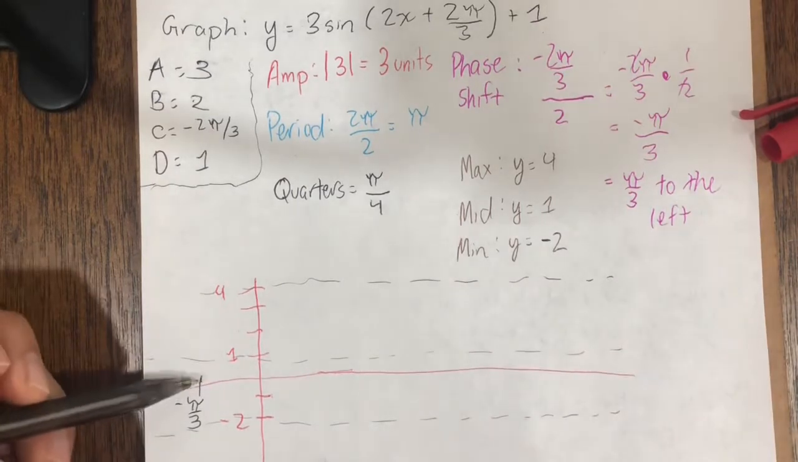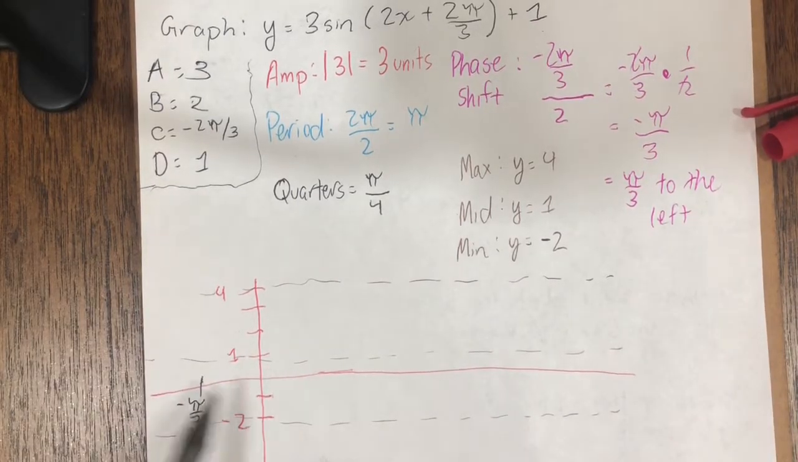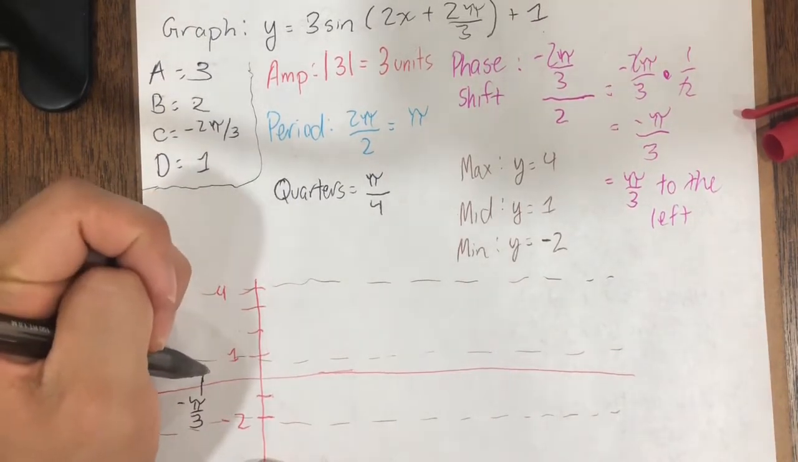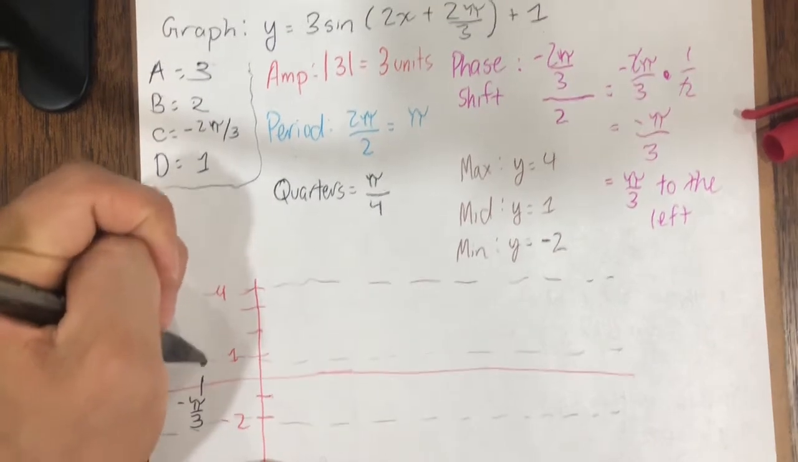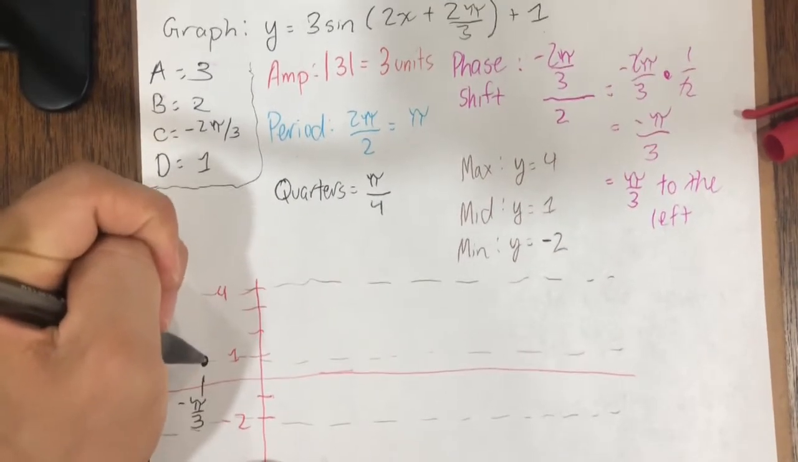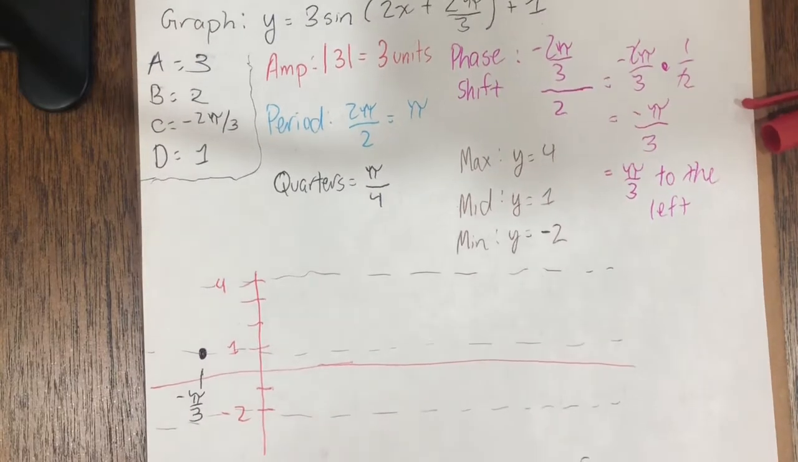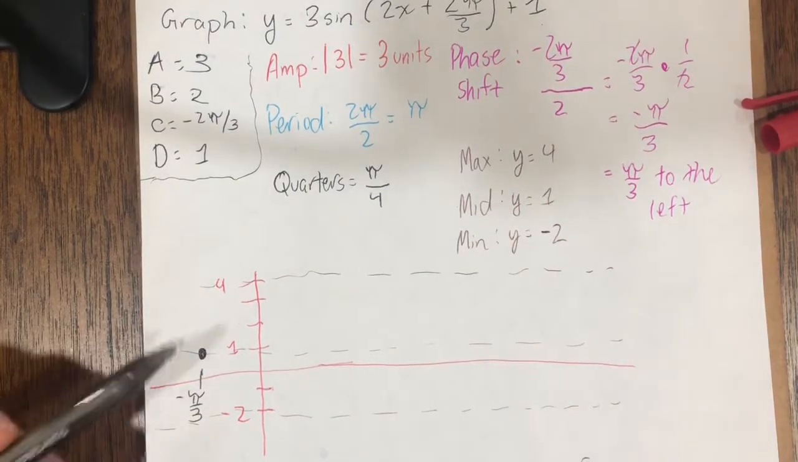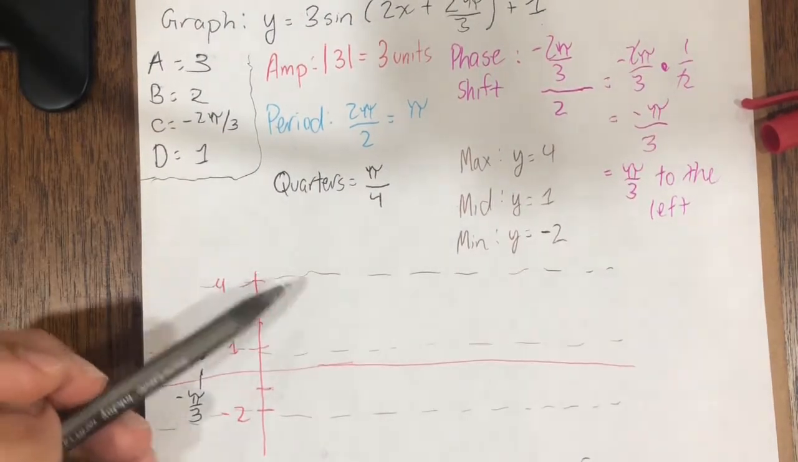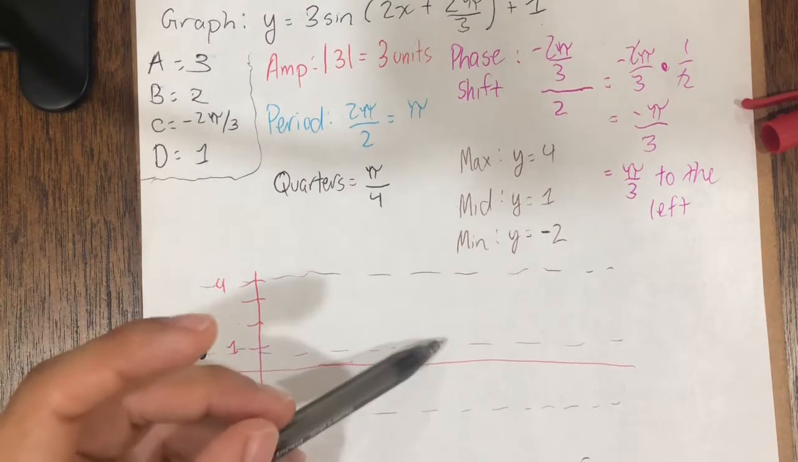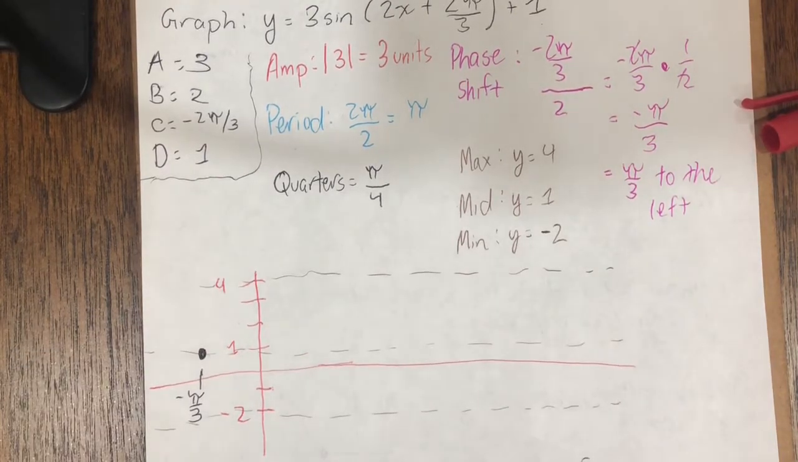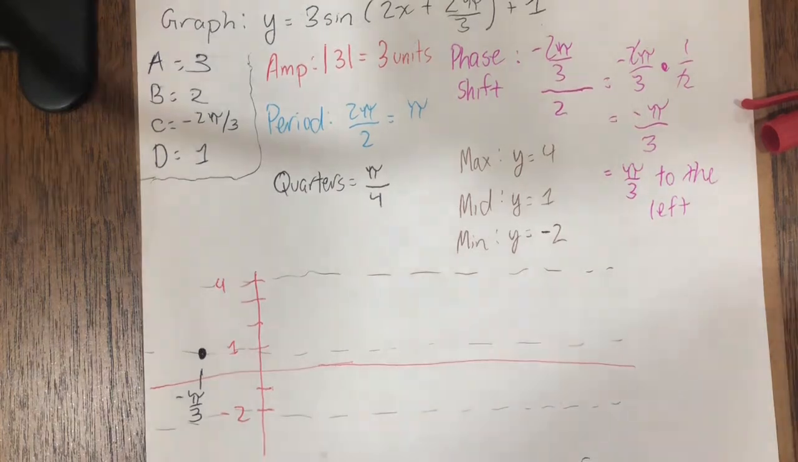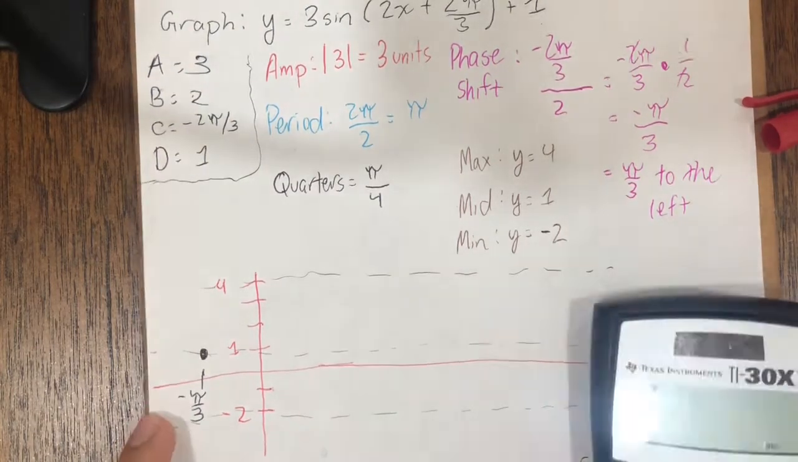So for this one, all of my midpoints are going to be at 1. So I'm going to be starting off at -pi/3, 1. Now remember, we have the pattern for the sine graph, which goes mid, max, mid, min, mid. All right. So now we're going to figure out what the next x value is going to be, the second x value that's going to be my max.